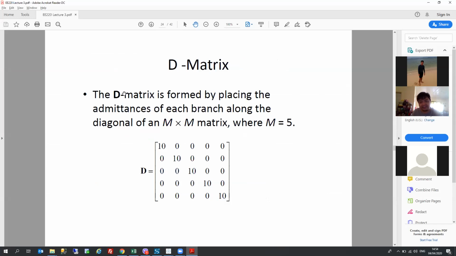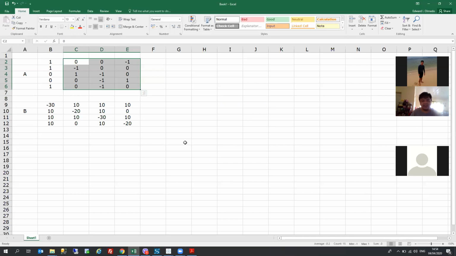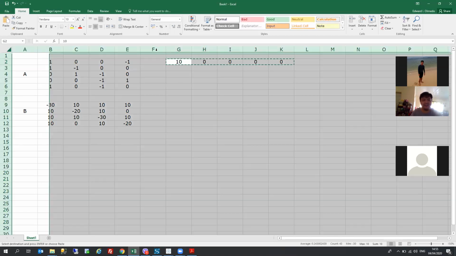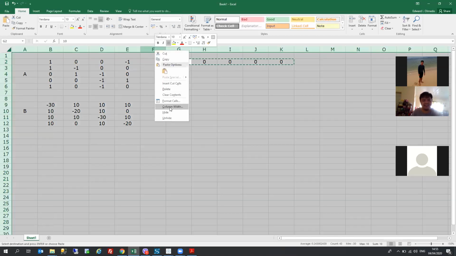Very simple lang D matrix. Kunin lang yung value ng admittance. That's it. Okay? Pag row, kung ilan yung branches mo, that's your number of rows. Nakalagay nga, the D matrix is formed by placing the admittances of each branch along the diagonal. So, branch 1, branch 2, branch 3, branch 4, and branch 5. Nagkataon lang puro 10. And then the off diagonals, all the rest will be 0. So, 5 by 5 matrix kasi we have 5 branches.